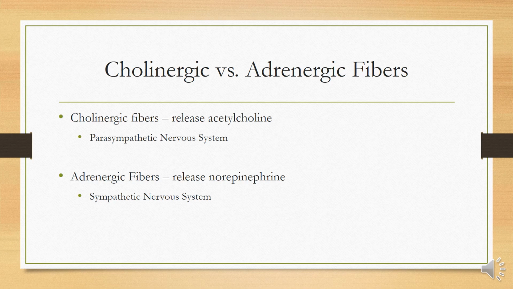Cholinergic versus adrenergic fibers. Cholinergic fibers release acetylcholine. This is part of your rest and digest. It's part of your parasympathetic nervous system. And then our other fibers are adrenergic fibers. These release norepinephrine, which is your sympathetic nervous system, your fight or flight.